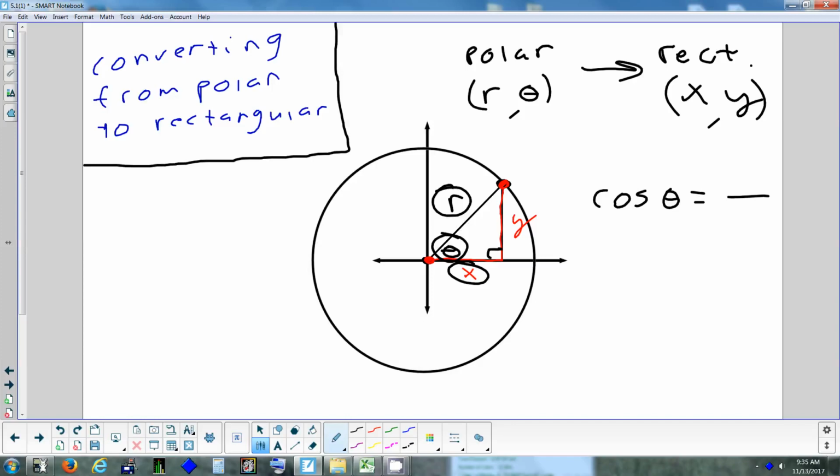Are you sure, Emily? X. X is the one that I circled that's next to theta, and it's not across from the 90. So X. So adjacent over, now I need hypotenuse, r. And now the goal is to find x, so I would like my formula to say x equals. So how would I get x by itself here? You can multiply by r. Yep, on both sides. Multiply both sides by r, and you get x equals r cosine theta.